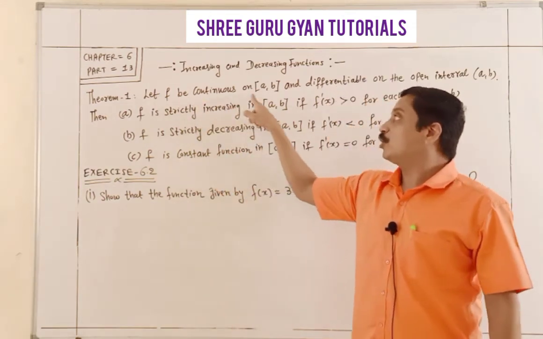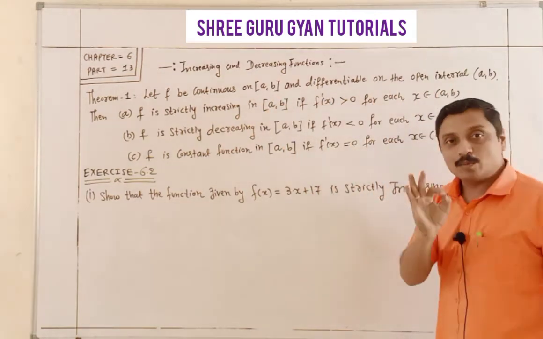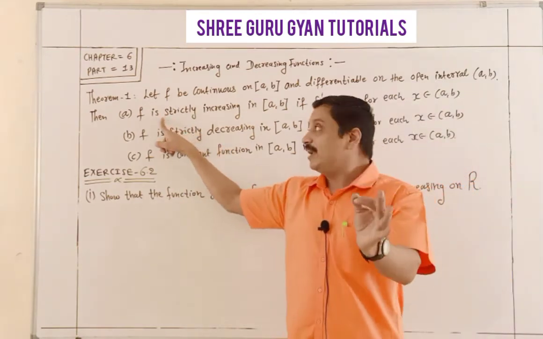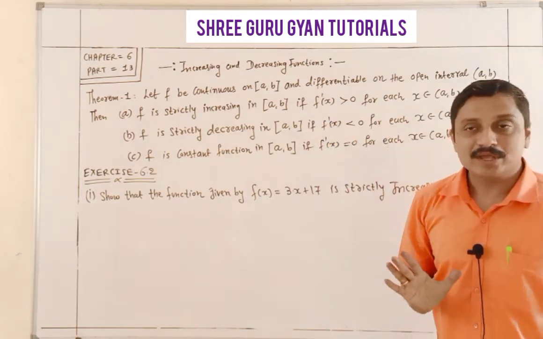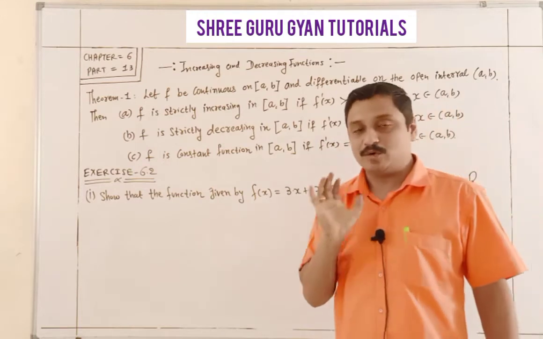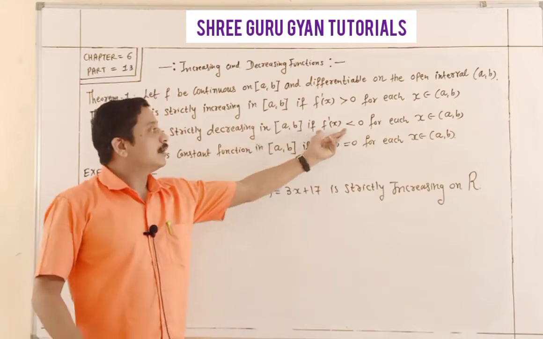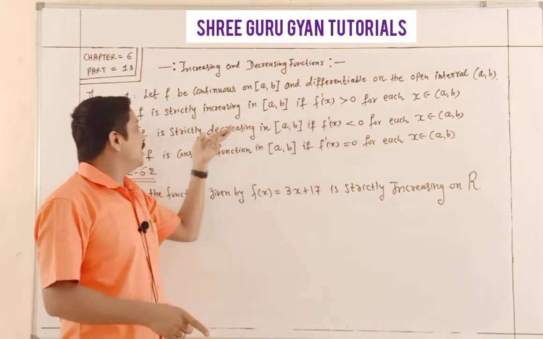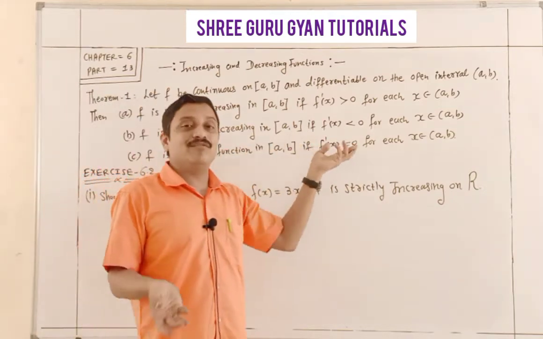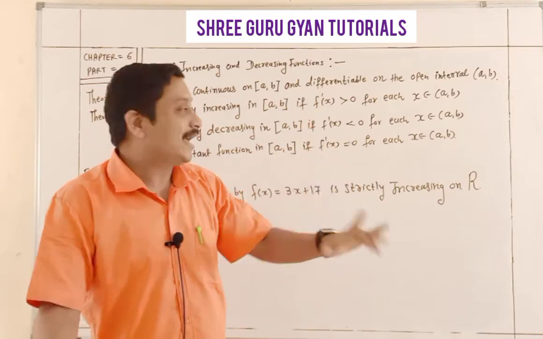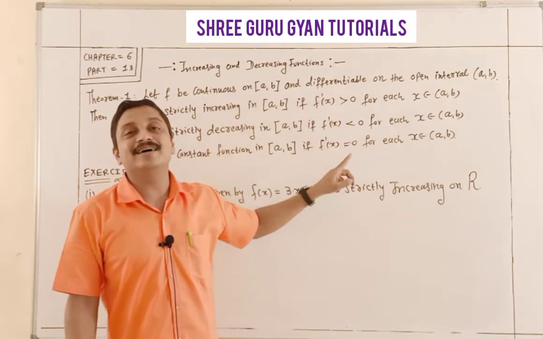Let f be continuous on the closed interval [a, b] and differentiable on the open interval (a, b). Then f is strictly increasing if the derivative f dash x is greater than 0 in that domain, x belongs to (a, b). And if the derivative f dash x is less than 0, then x belongs to (a, b), it is strictly decreasing. And third, a constant function: the first order derivative is 0 in the domain x belongs to (a, b). So there are strictly increasing, strictly decreasing, and constant.